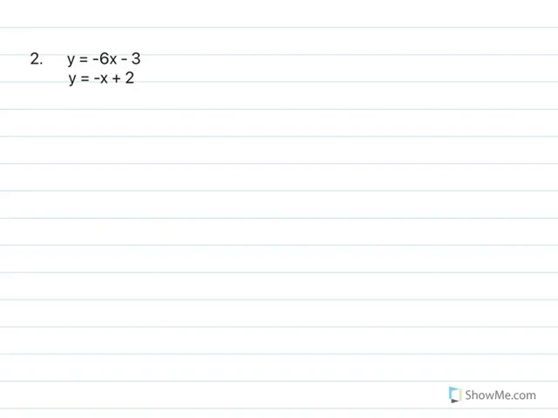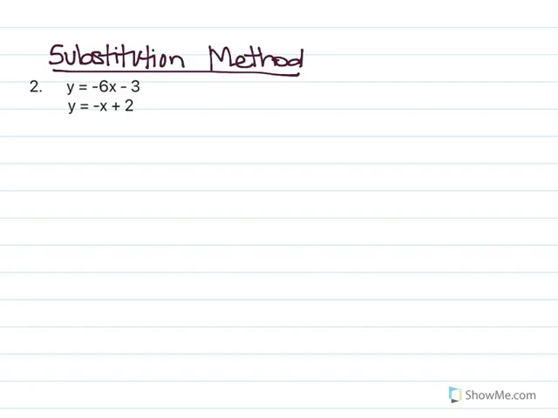So for question 2, we have y equals negative 6x minus 3 and y equals negative x plus 2. Normally, we would see these in slope-intercept form, y equals mx plus b, and we would decide to graph them. But since it specifically said to solve algebraically, we can't choose to graph, so we're going to do, in this scenario, the substitution method. Now, in the substitution method, in order to start substituting, you have to make sure that at least one of your equations already has a variable alone. Whether that be x or y, it doesn't matter.